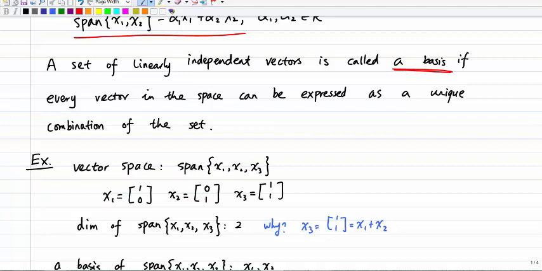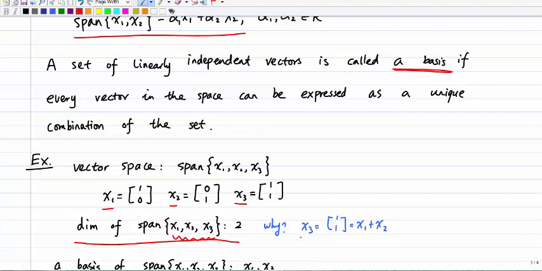So first of all, we talk about the dimension. The dimension of the span is 2. Okay. So the dimension of a span is determined from the previous lecture. If you remember, the dimension of a span is given by the maximum number of linearly independent vectors in the set that created this linear space. So which means how many of these vectors x1, x2, x3 are linearly independent.